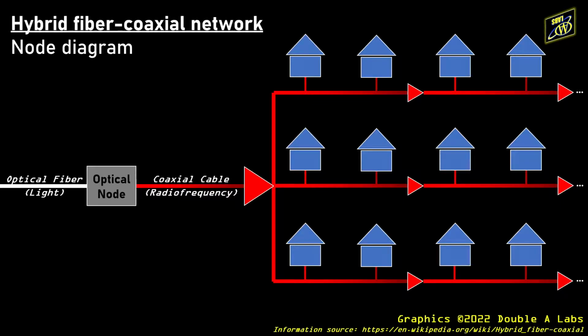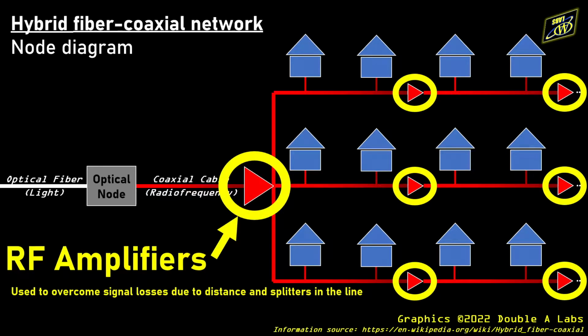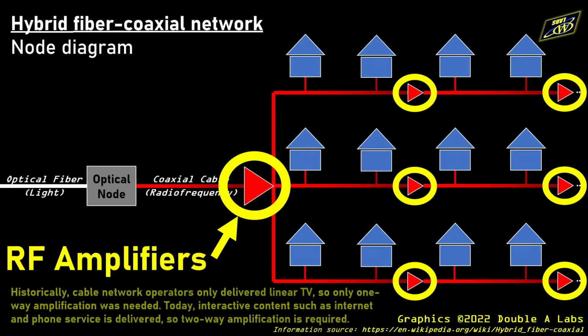A single coaxial cable is often split many times, and RF amplifiers are often also needed to boost the signal throughout the entire service area of the node. Historically, cable network operators only delivered linear TV, so only one-way amplification was needed. Today, interactive content such as internet and phone service is delivered, so two-way amplification is required.